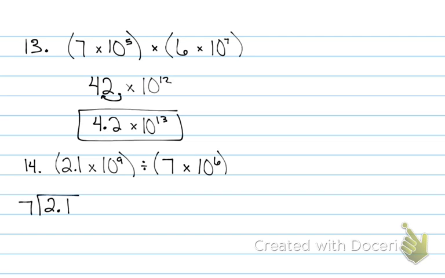Does 7 go into 2? Nope. Does 7 go into 21? Yes, so 0.3 times 10. And since it's division, what happens to my exponents? Subtract. Okay, great. This is my final answer. No, why? Because my number's too tiny. So which way does my decimal have to move now? To the right. Okay. So now my exponent value goes down, 10 to the 2nd power.